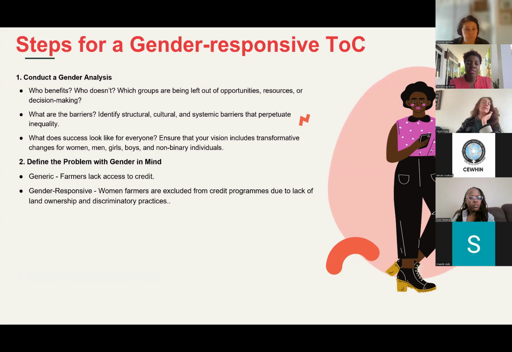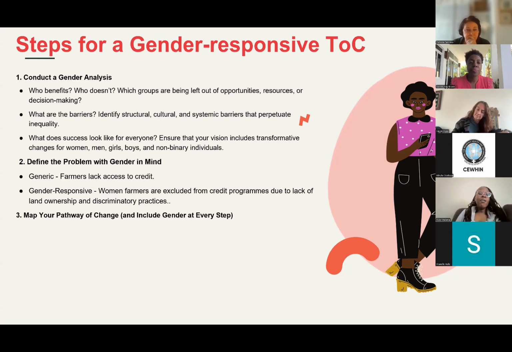The problem statement that says farmers lack access to credit, for example, that is too generic. Farmers, but yes, women farmers especially, disabled farmers are excluded from credit programs due to lack of land ownership and discriminatory practices. So be specific and name the problem with gender and social inclusion in mind.